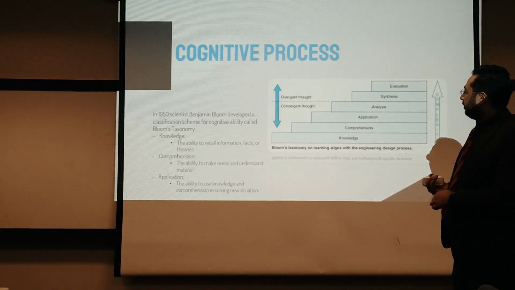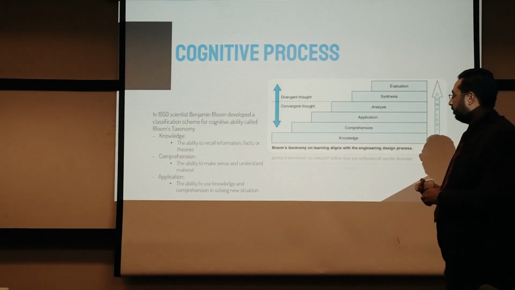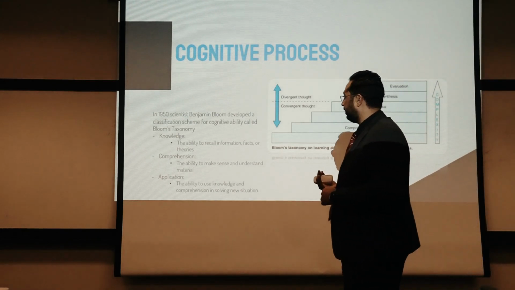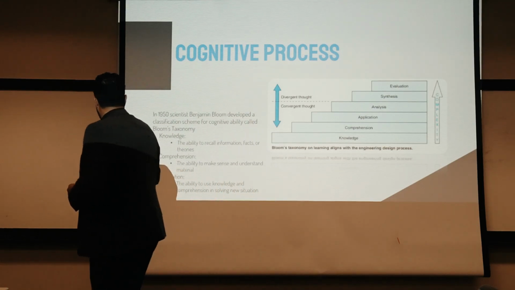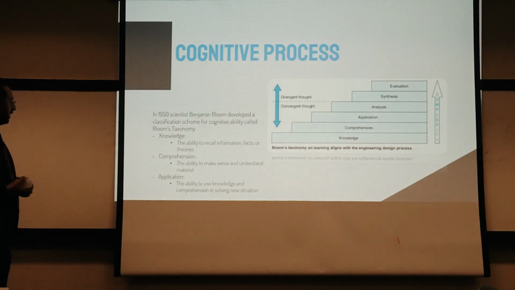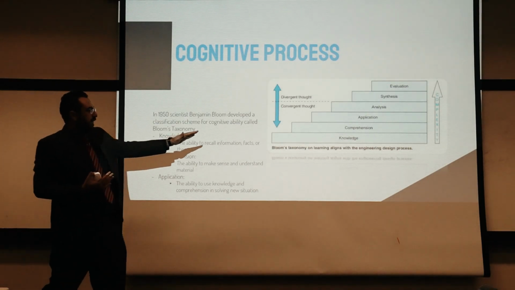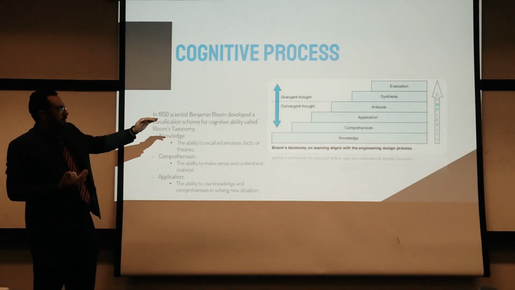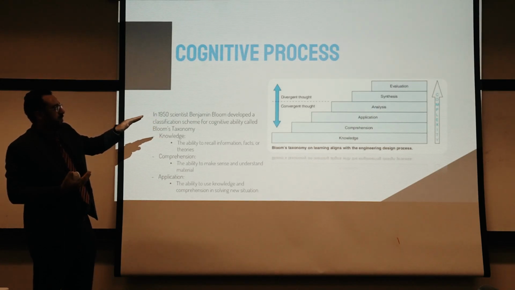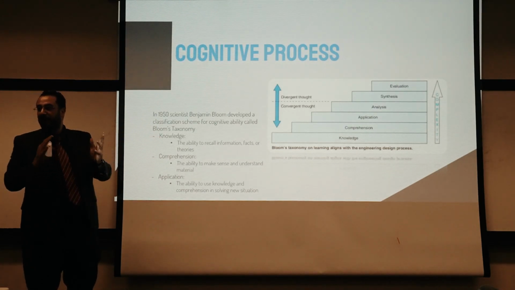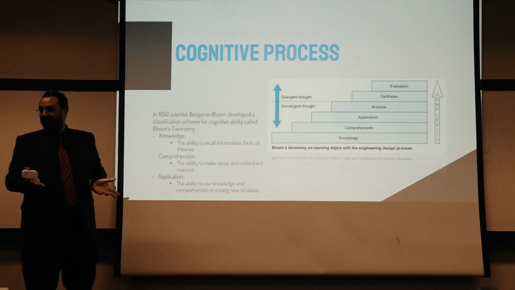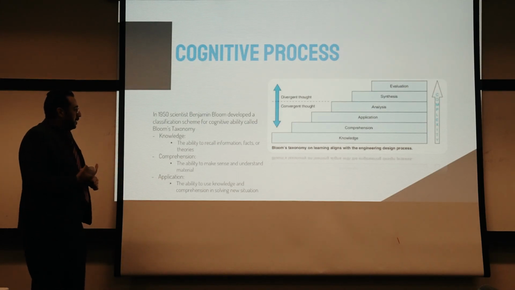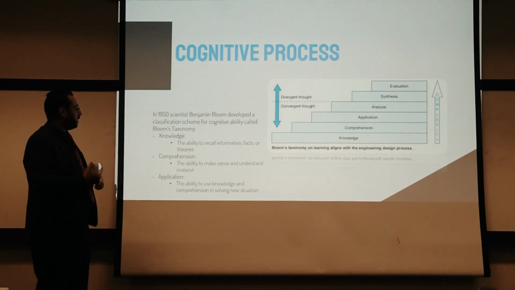Now, what is a cognitive process? In 1950, Benjamin Bloom developed a classification scheme to be able to identify cognitive ability. He called it at that time Bloom's taxonomy. It is basically showing you, as the graph is showing you, it will test for knowledge, then comprehension, application, analysis, synthesis, and evaluation. It's a way of evaluating somebody's smartness, let's say, or the logical thinking of somebody. So in engineering, they use that to be able to identify the process of design thinking.